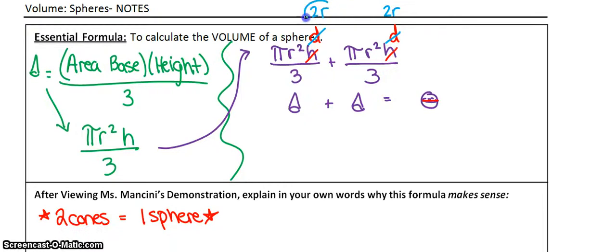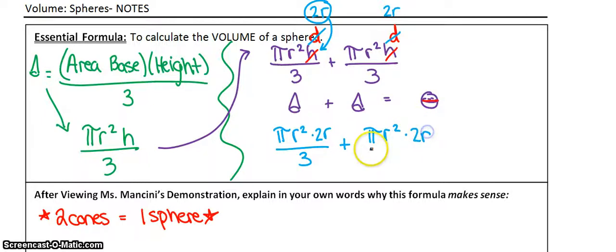Okay, so I'm going to substitute in 2 radii for the height, because that's the length of the height, it's just the diameter. So this now becomes pi r squared times 2r over 3, because my height is 2 of the radius, or my height is the diameter, plus pi r squared times 2r over 3. Okay, I'm adding my 2 cones together.